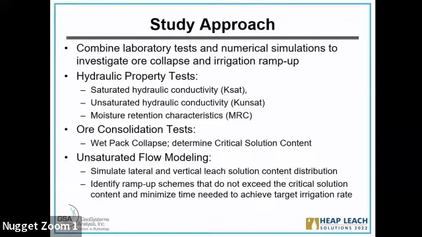So with that in mind, we use typical unsaturated flow modeling. By putting in the parameters we developed in the laboratory test, we can study the water content and solution content distribution, both lateral and vertical, so we can generate a 3D domain solution content distribution. And from that, we will try not to hit the critical solution content. So the major collapse should not be experienced in heap leaching conditions.